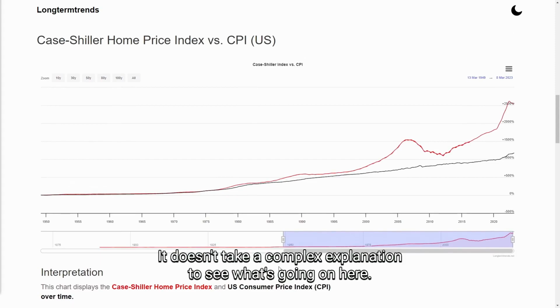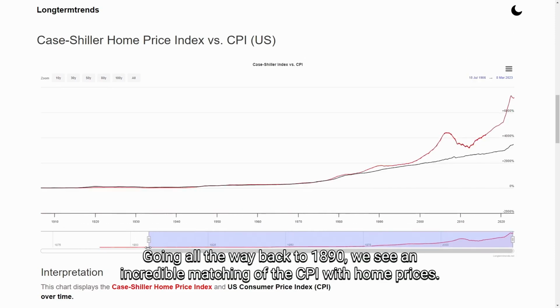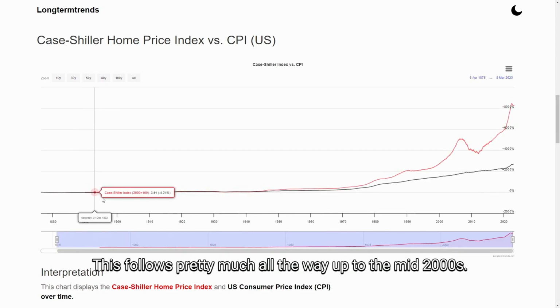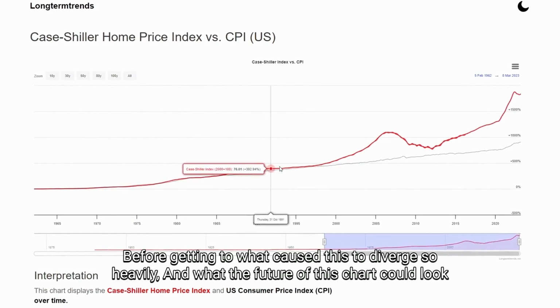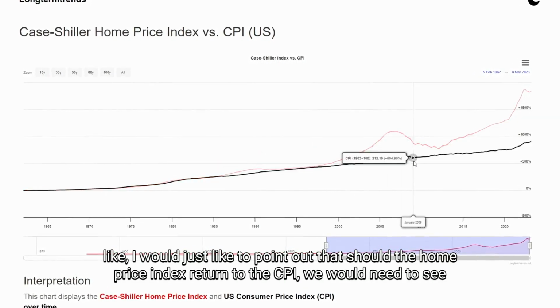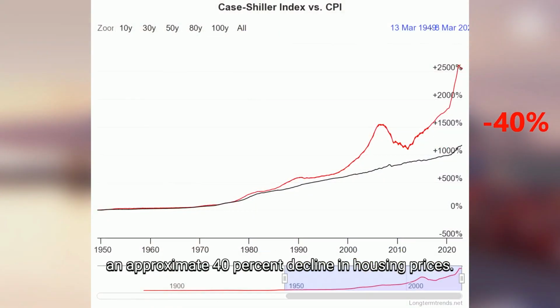It doesn't take a complex explanation to see what's going on here. Going all the way back to 1890, we see an incredible matching of the CPI with home prices. This follows pretty much all the way up to the mid-2000s. And today, the divergence of these two metrics is simply incredible. Before getting to what caused this to diverge so heavily, and what the future of this chart could look like, I would just like to point out that should the home price index return to the CPI, we would need to see an approximate 40% decline in housing prices.